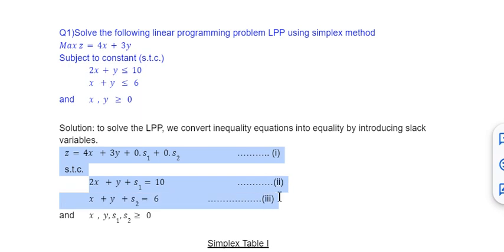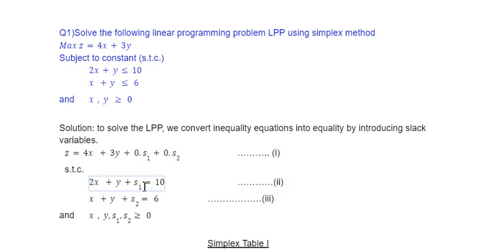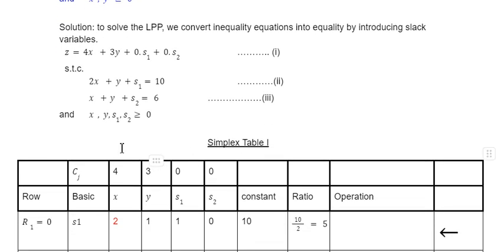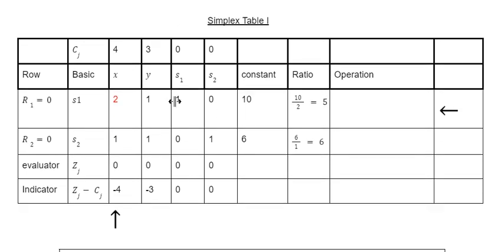Since the constraint is the first type of constraint, we just need to add a slack variable in order to change it into the equality. We have added the S1 slack variable, and the S2 slack variable for the next inequality equation. After all, we have to put the coefficients of the equations into the simplex table, in the first simplex table.